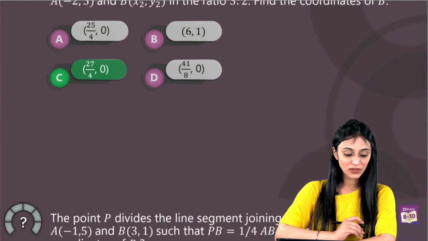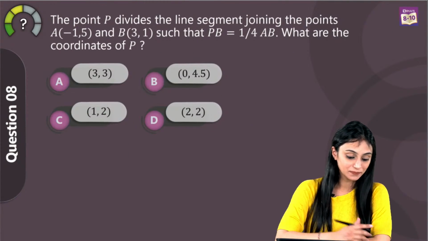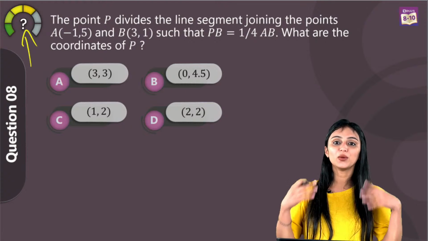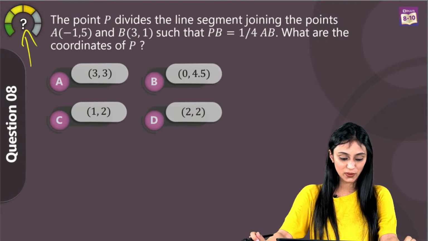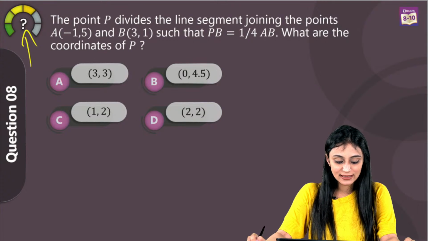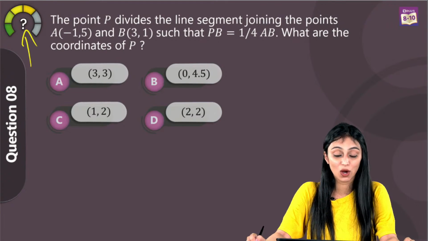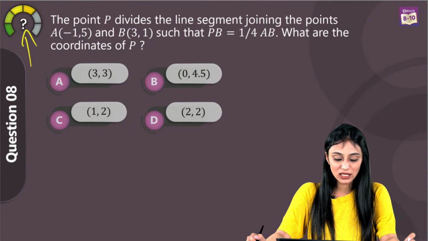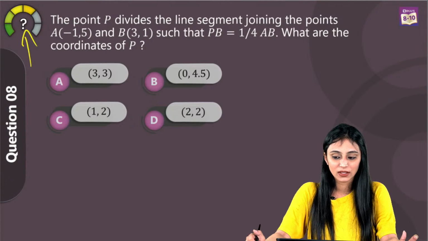Okay, let's move ahead. Now question number 8. This is a moderate level question. Now you will tell me what method we have to use here, okay? The point P divides the line segment joining the points A minus 1, 5 and B 3, 1 such that PB is equal to 1 by 4 AB. What are the coordinates of P?